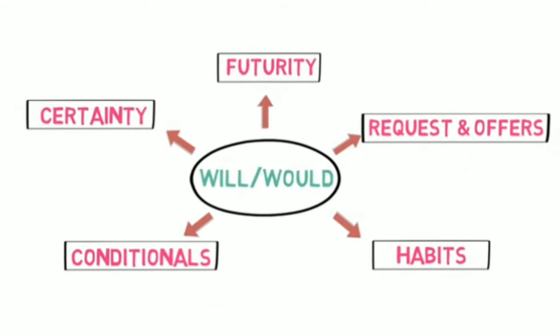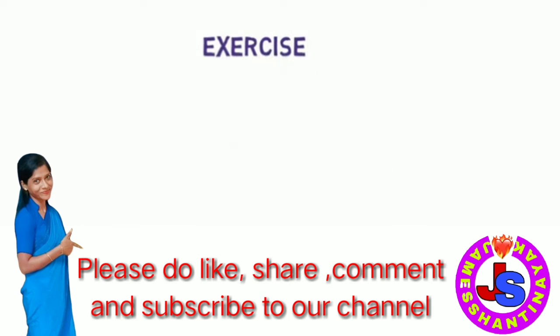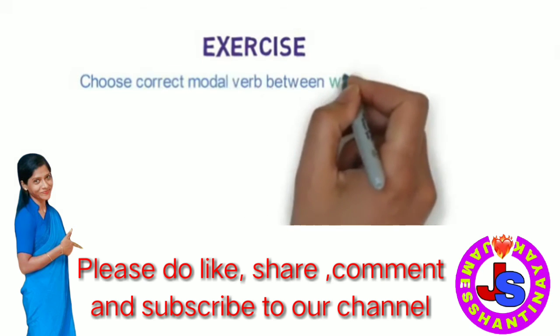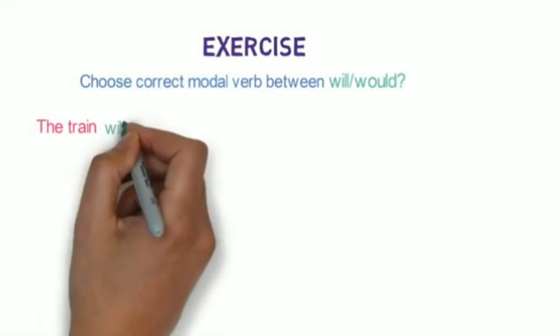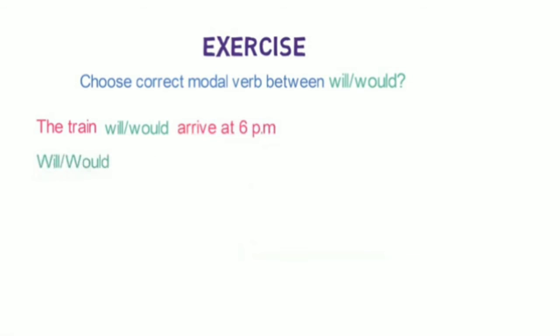So these are the 5 possible ways in which we can use the modal verb will or would. Now, I am providing you an exercise to practice. Here, you need to choose the correct modal verb between will or would. The sentences are: The train would arrive at 6 p.m. Will you lend me your scooter please?